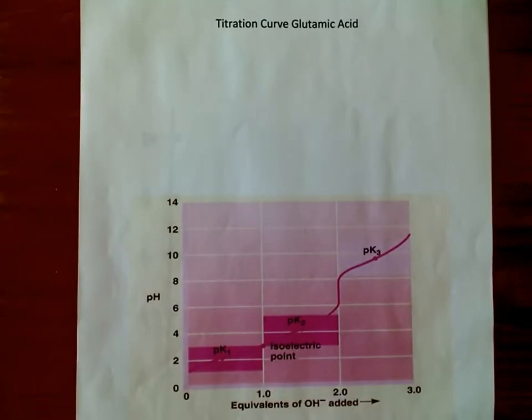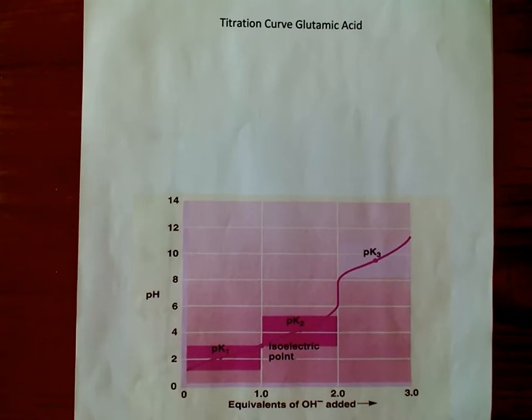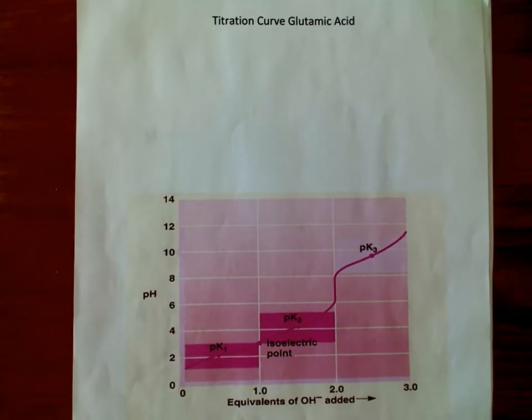Okay, now let's take a look at some titration curves for amino acids and a few amino acid problems in a couple of different forms. So first we're going to look at the titration curve of glutamic acid. And I have a graph of that already here.